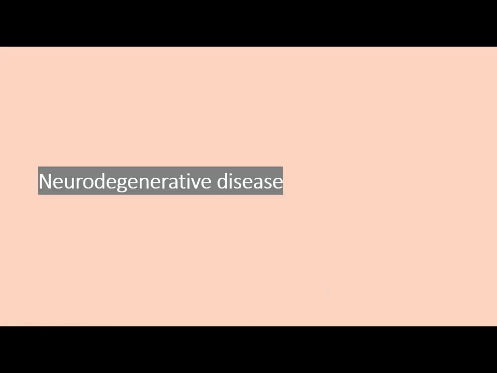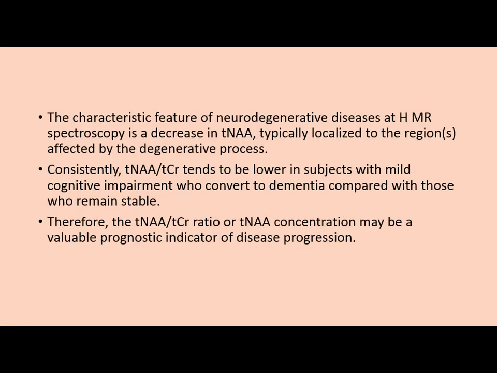In neurodegenerative diseases, the characteristic feature at MR spectroscopy is a decrease in NAA, typically localized to the region affected by the degenerative process. Consistently, the NAA creatine ratio tends to be lower in subjects with mild cognitive impairment who convert to dementia compared to those who remain stable. Therefore, the NAA creatine ratio or NAA concentration may be a valuable prognostic indicator of disease progression.